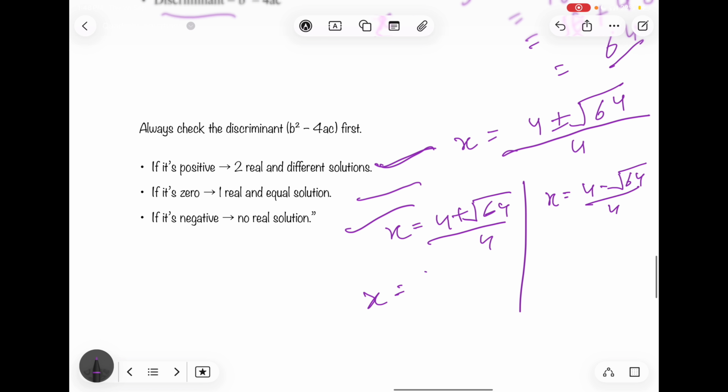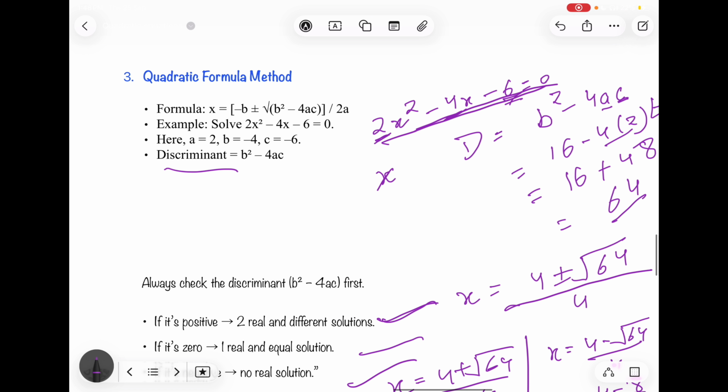From the first case, 4 plus square root of 64 is 8 upon 4. Upon solving this, x is equal to 3, and upon solving the second term, which is 4 minus again 8 upon 4, we will get x is equal to minus 1 by using the quadratic formula method.